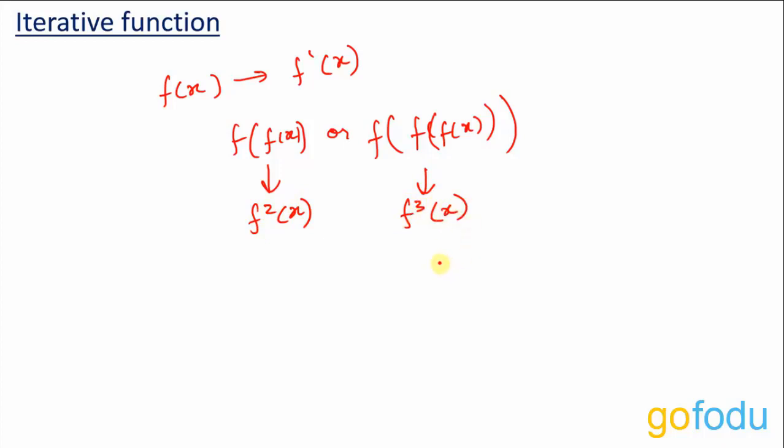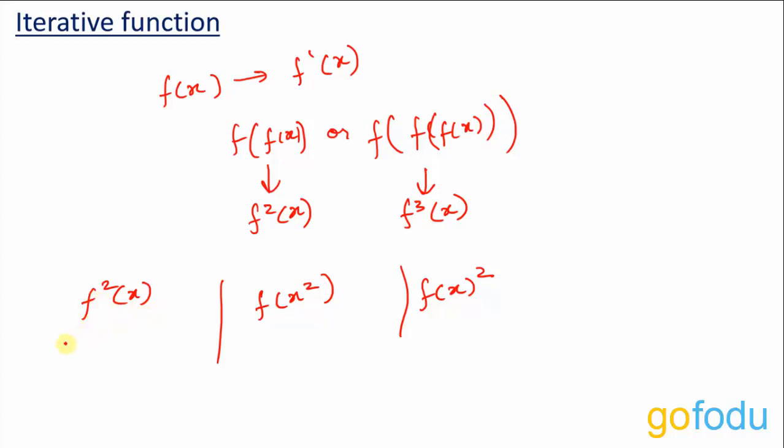Okay, now there are three things that you should never get confused with: f2(x), f(x) square, and f(x square). Okay, and these are the three things that you should never get confused with. Let's see the differences between them.